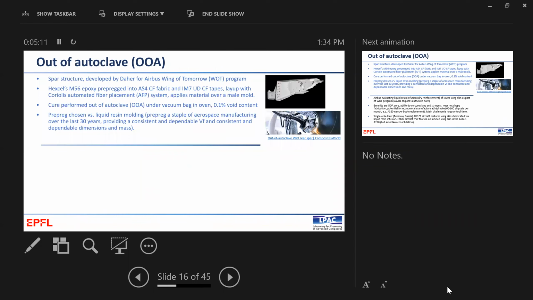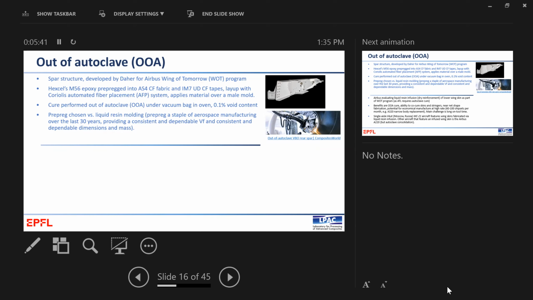I talked about out of autoclave. And this is an example. Airbus have a big program called the Wing of Tomorrow. And here they pre-pregged carbon epoxy tapes using an automated fiber placement machine, like on the last slide. It applies this material over a male mold. And that is then cured out of autoclave under a vacuum bag. And they can get 0.1% void, so very, very low void content to give you the high mechanical properties that you need.